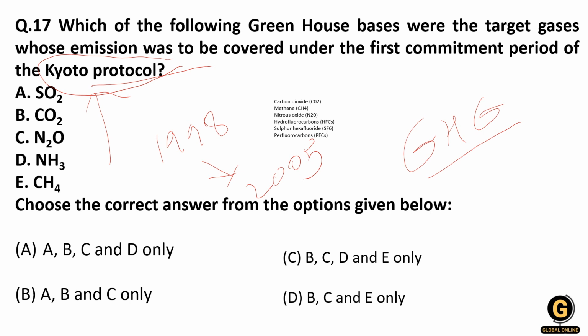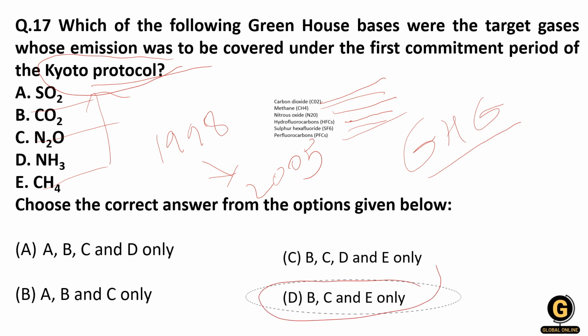You have to remember that these gases were carbon dioxide, methane, nitrous oxide, HFCs, sulfur hexafluoride and perfluorocarbons. So what do we have here? Carbon dioxide, nitrous oxide and methane. So our correct option will be B, C and E. So our correct option will be D, right?